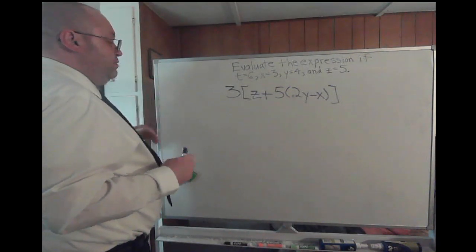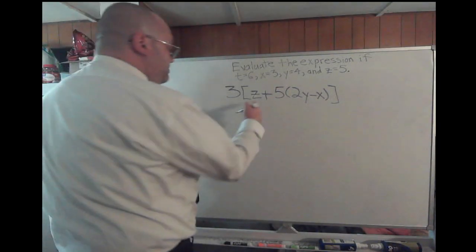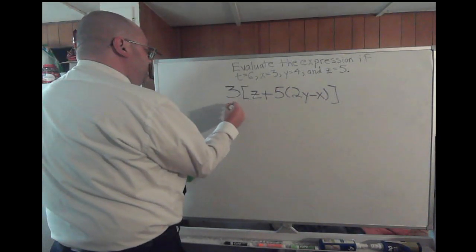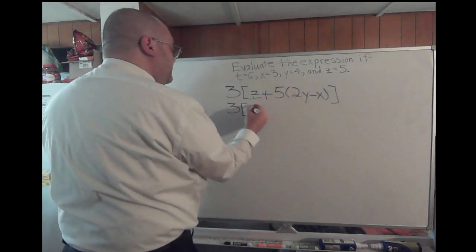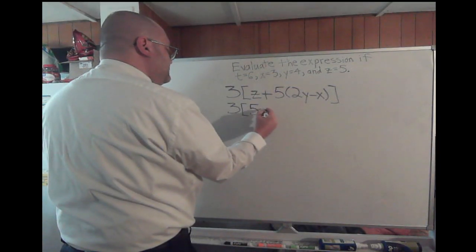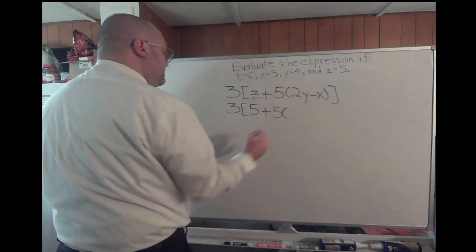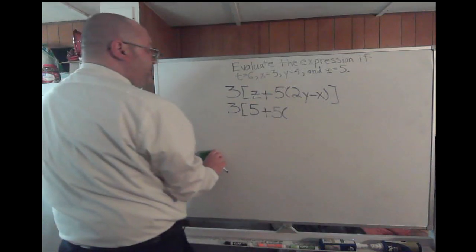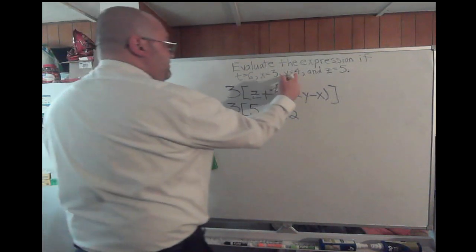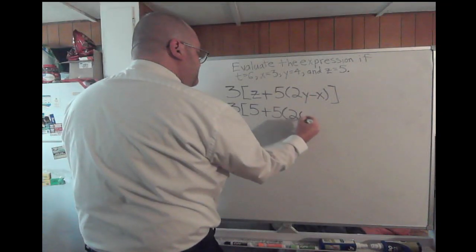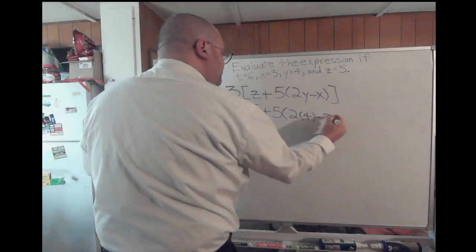So again, we have our algebraic expression. Now we just simply need to substitute in the values of the variables. You'll have 3 on the outside bracket. We know z is equal to 5, so we'll put in 5 for where we see z, plus 5 times the quantity of 2. Then we got the value of y being 4, so you have 2 times 4 minus that value of x, which is 3.